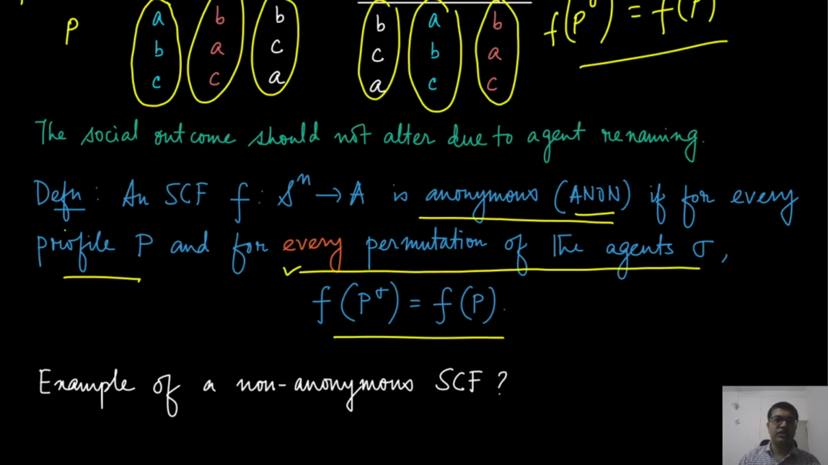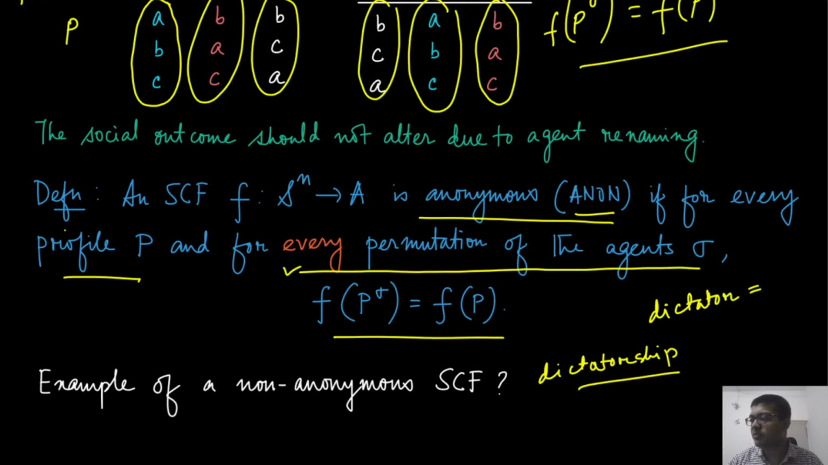So can you think of a non-anonymous social choice function? We have already discussed it before. Yes, perhaps you have guessed it right: this is dictatorship. We know that dictatorship picks a specific dictator, a specific player d, and the topmost preference of that player is always going to be the outcome of this dictatorial social choice function. Now, once you change the dictator, so if you permute the player orderings, then a new player becomes the dictator.